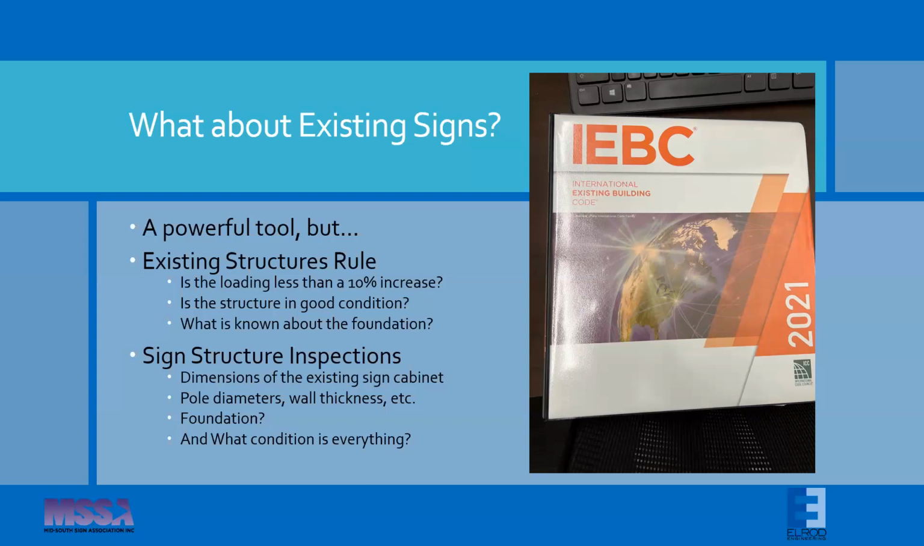The other is that it's a little bit vague, but you have to determine if the structure is in good condition. A sign structure inspection is key for doing that. It's always good to see if you can find out anything about the foundation. Sometimes you can, sometimes you can't. Sign structure inspections are the key to determining whether the sign itself is in good condition. We've got a good process. We're going to go over this in depth, but gathering information about the sign, the poles, everything that you can and what condition it is in is essential.